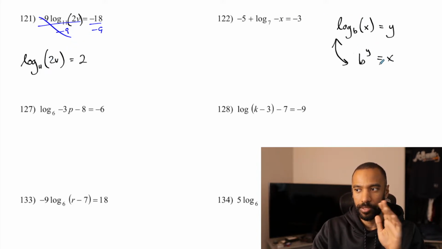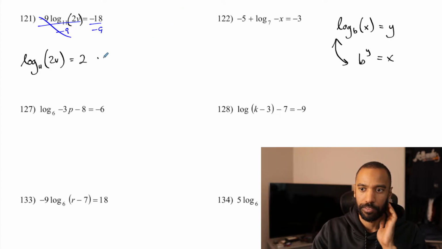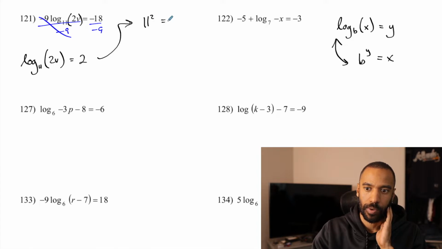Now, this does come into this conversion right here, and I'll give another reason as to why in just a moment, but first let's just go ahead and write that out. That means that 11 to the second power, 11 squared, equals 2v.